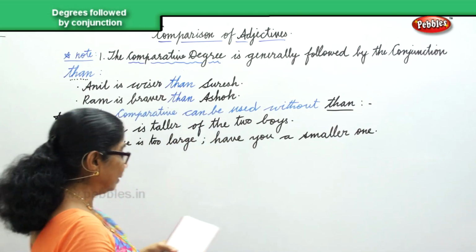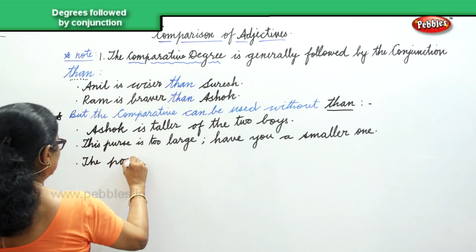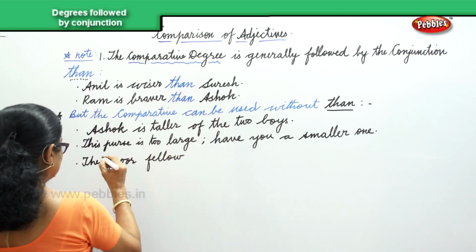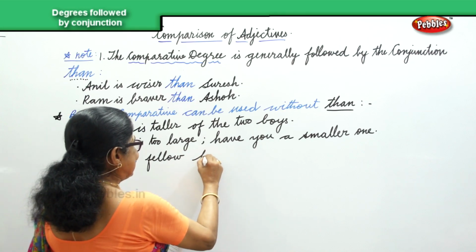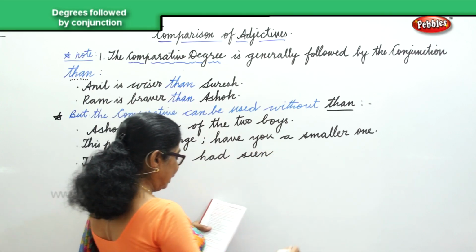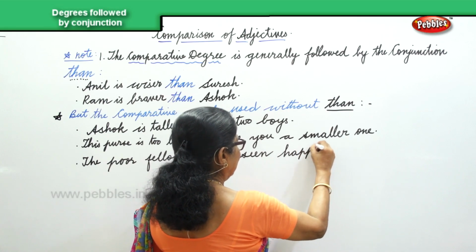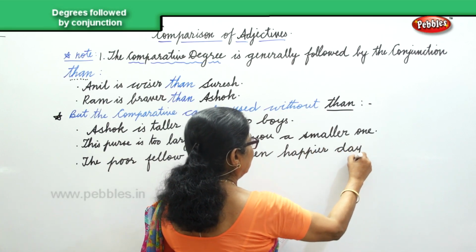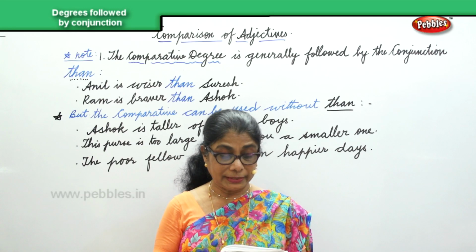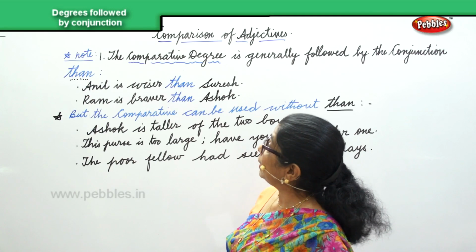The third sentence: the poor fellow had seen happier days. In all these three, we have left out than. But the sentence is perfect. Okay, and that's what we are looking at. Now, that is one.